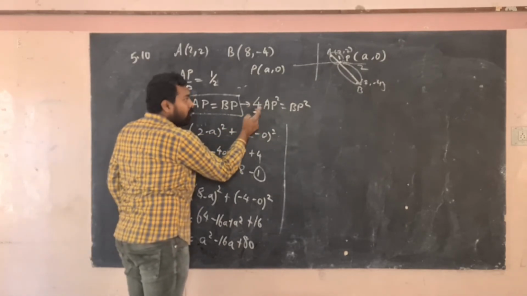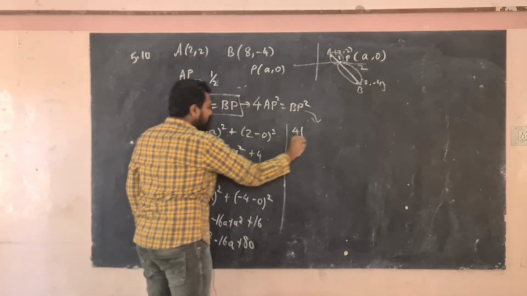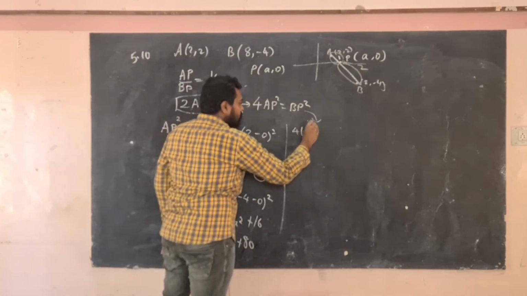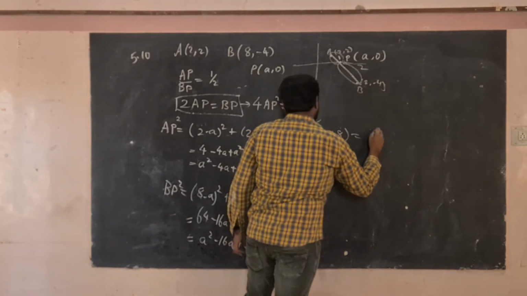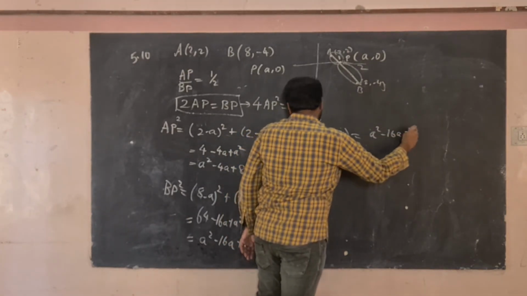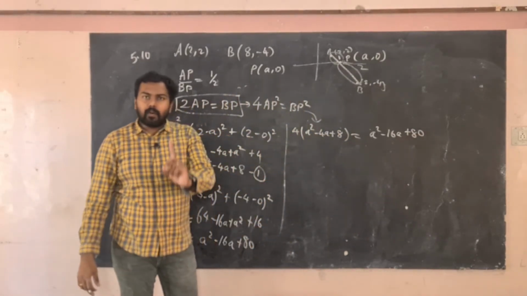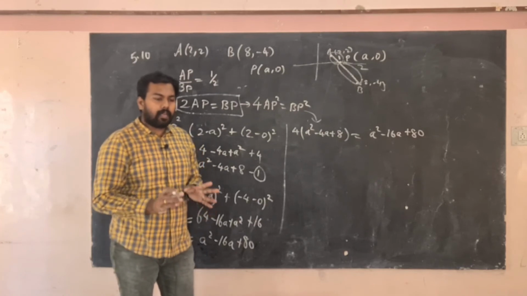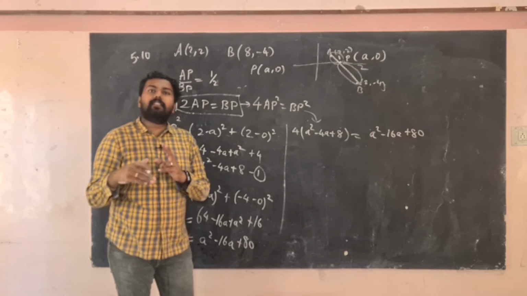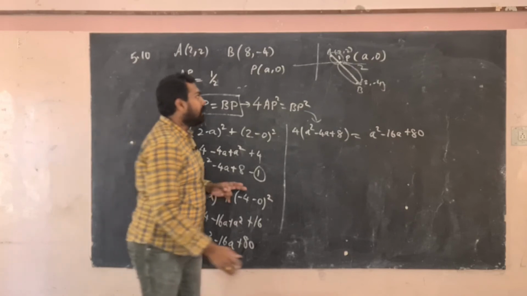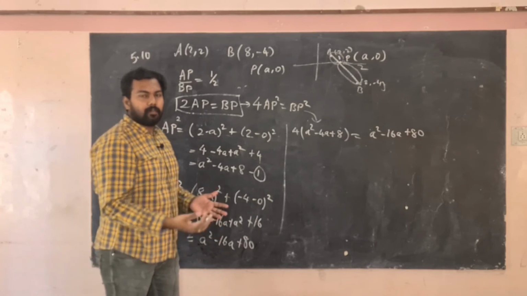What is the formula we know? 4 into AP square. Applying this, what will you get? 4 into AP square is a square minus 4a plus 8, which is equal to BP square, which is a square minus 16a plus 80. Before going into the solution, they have given one more point in the question. Look at what they have given: the point P lies on the x-axis on the positive side. Positive side means it is in the upper part, so it cannot be negative. Understood?